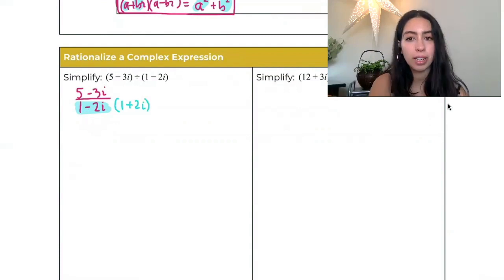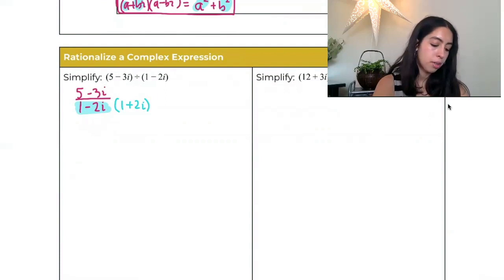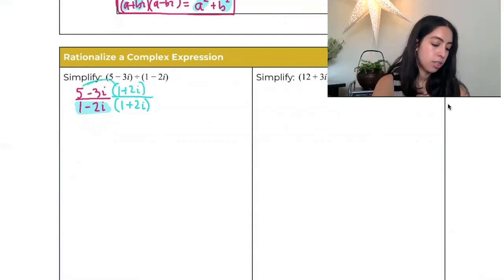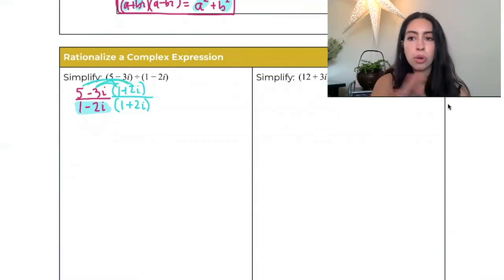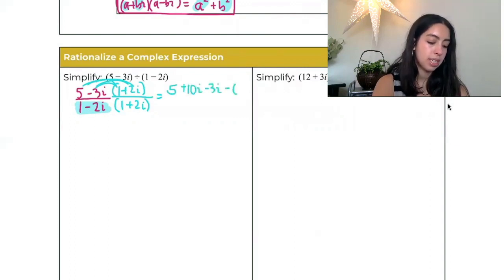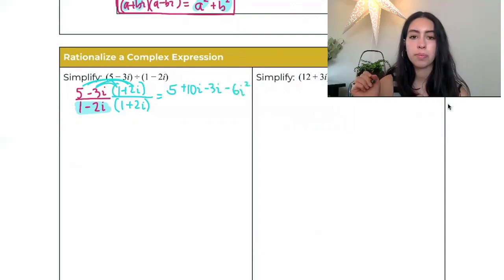Now the tricky part here is this is a fraction, so whatever we do to the bottom, we also need to do to the top. So I'm going to need to distribute in order to multiply across now. So this is going to give me on the top 5 and plus 10i minus 3i minus 6i squared.